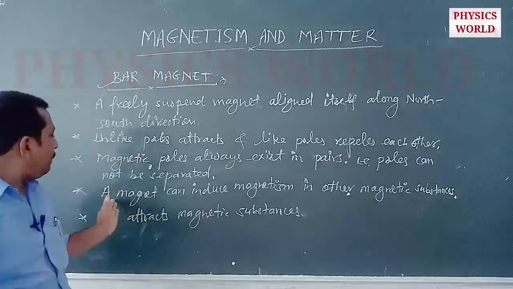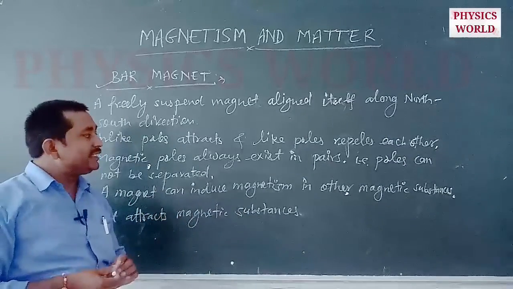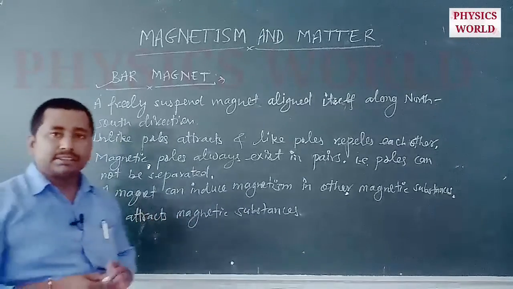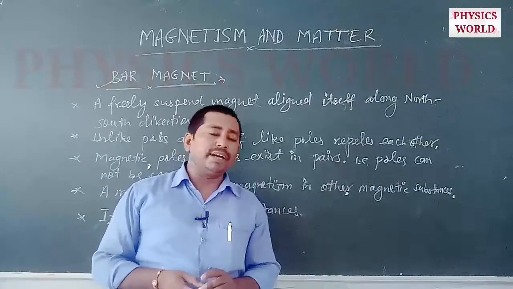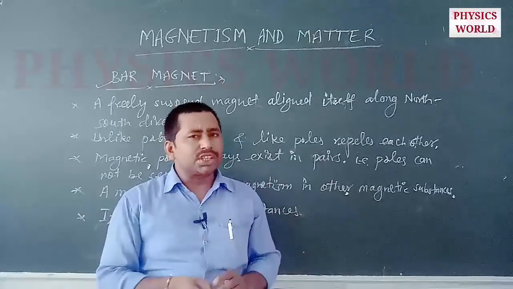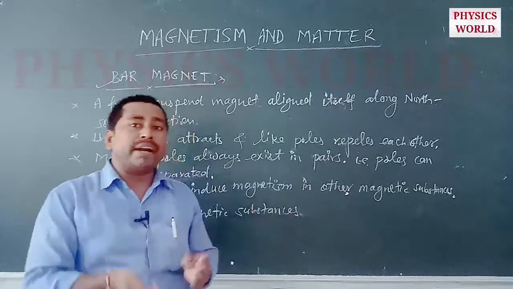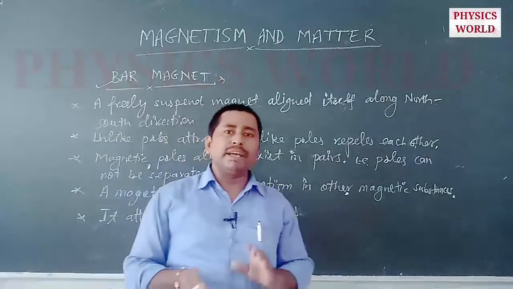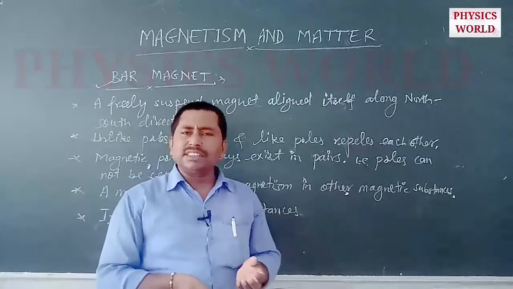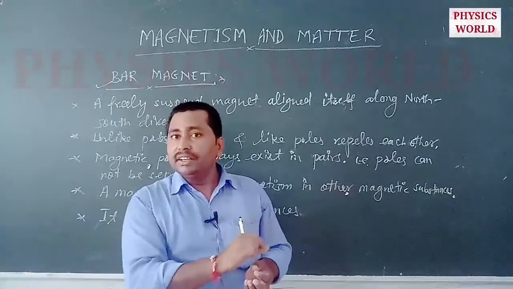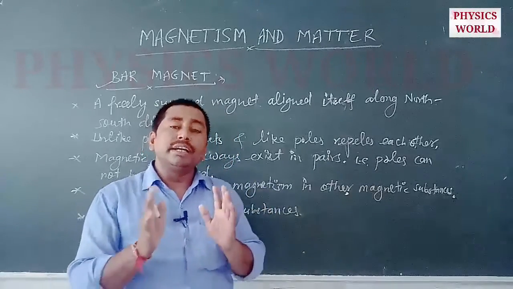Okay, a magnet can induce magnetism in other magnetic substances. Suppose a magnetic substance is placed nearby a magnet, then that magnetic substance can be magnetized. We can test the magnetism induced in that substance by a magnetization test, and the magnetization test can be surely confirmed with the help of repulsion.